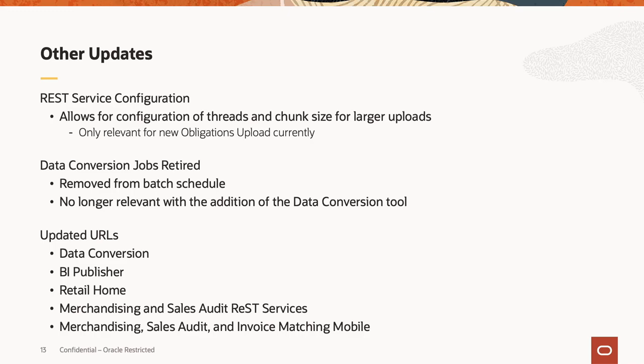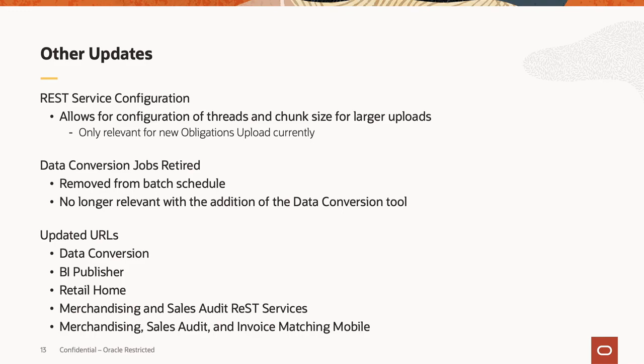And lastly, there has been a change to the URLs used by solutions associated with merchandising cloud services, as well as for some key merchandising functions. The updated URLs impacted are for access to the data conversion tool, BI Publisher, Retail Home, the Merchandising and Sales Audit REST services, and Merchandising, Sales Audit, and Invoice Matching mobile applications.